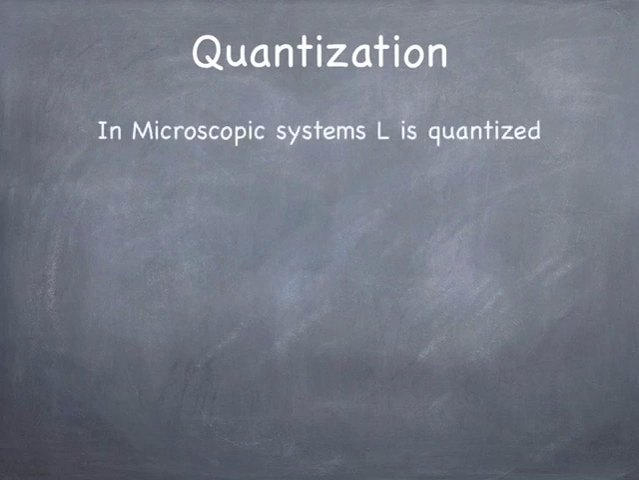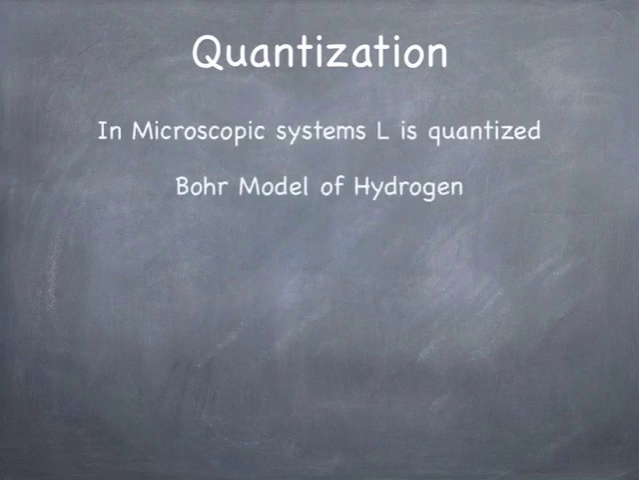And finally, the last piece is that in a microscopic system, angular momentum is actually quantized. It can only take on certain definite values. So for example, if you think back to the Bohr model we discussed in Chapter 8, the angular momentum turns out to be an integer multiple of h bar. I should say the z component turns out to be an integer multiple of h bar.